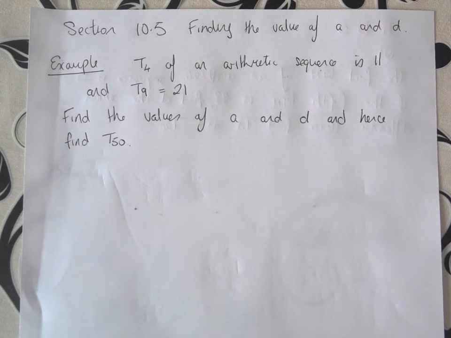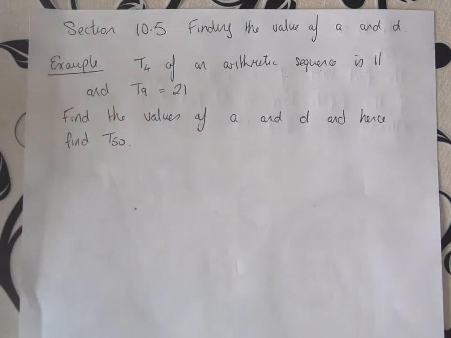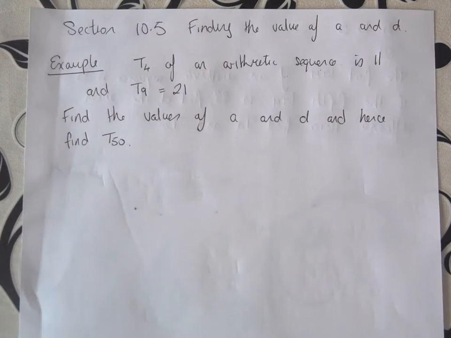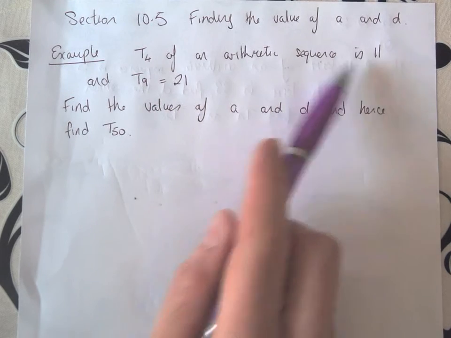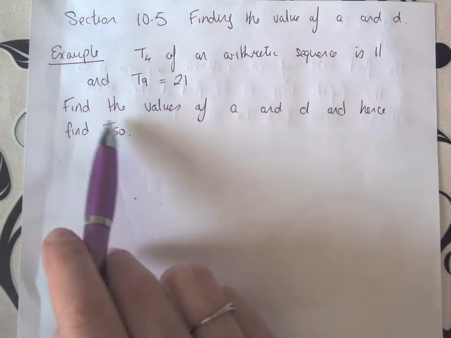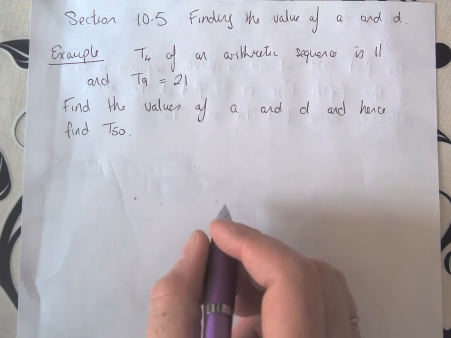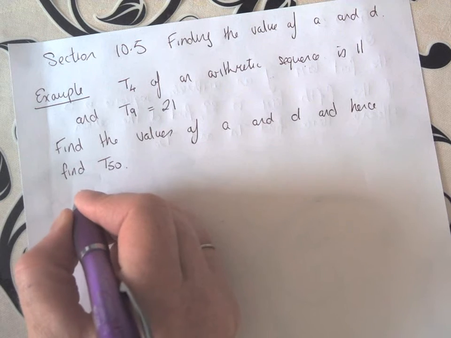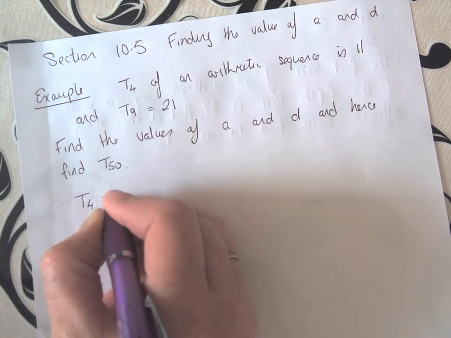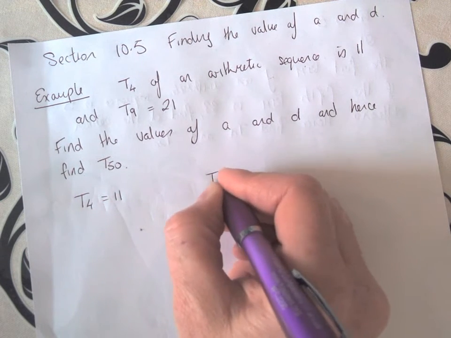Okay, so we're going to look at section 10.5, finding a value for A and D. Sometimes you're given information about the pattern in reference to the terms. So T4 of an arithmetic sequence is 11 and T9 is 21. Find the values of A and D and hence find T50. So we want to find Tn. We've been given T4 is 11 and we've been given T9 is 21.